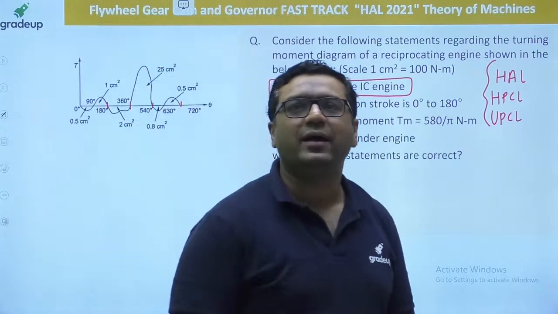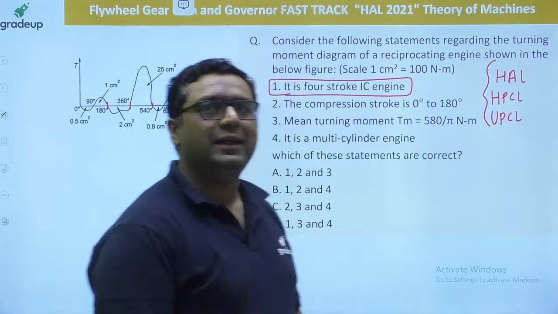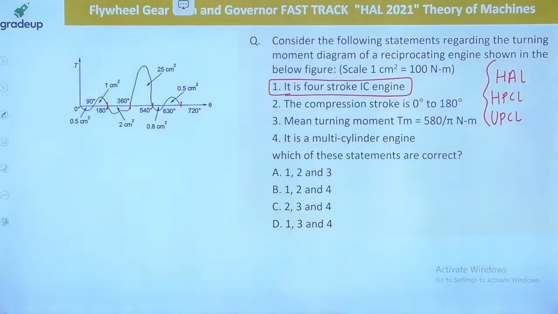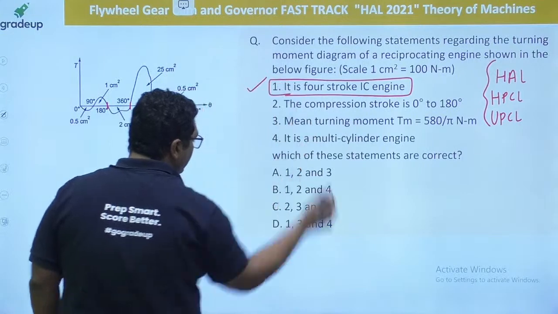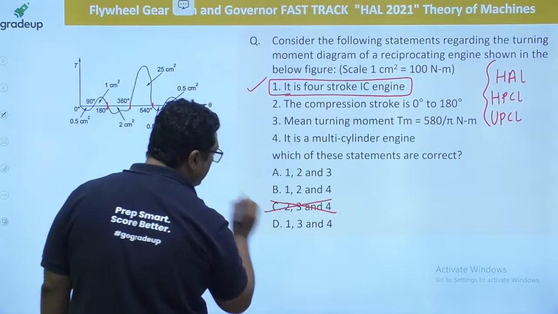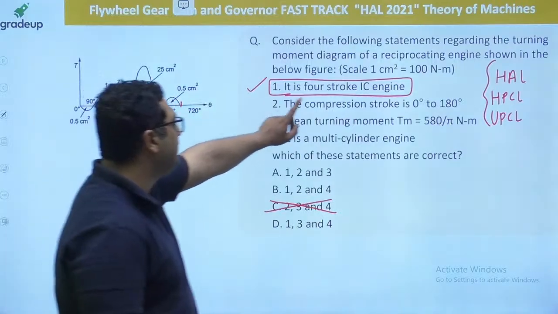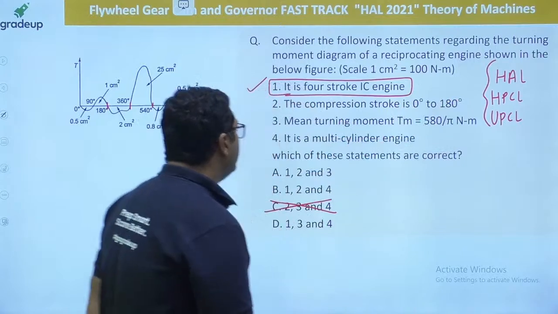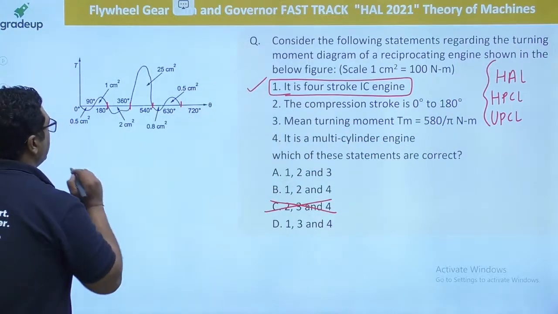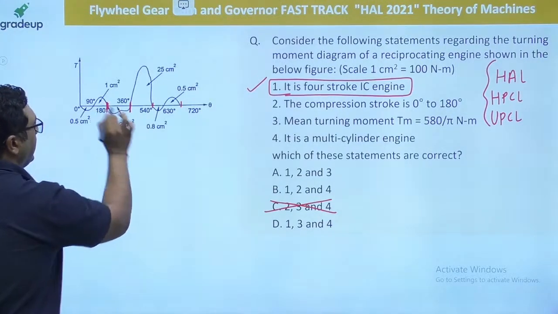Now the answers: Aditya is saying D, Murli is saying D, Rajat is saying A. Let us see. Now Rajat is saying B. Okay. So dear, the first statement is correct. First is not there in C, it means C is wrong. C is out. The compression stroke is 0 degree to 180 degree. So my dear, compression stroke is not from 0 degree to 180 degree. Compression stroke is going to be from 180 degree to 360 degree.